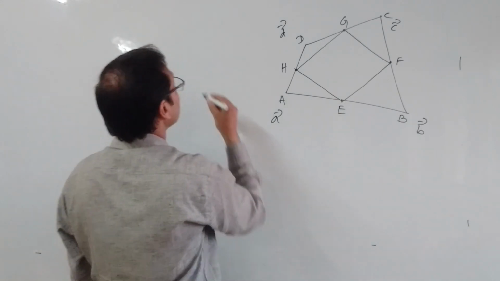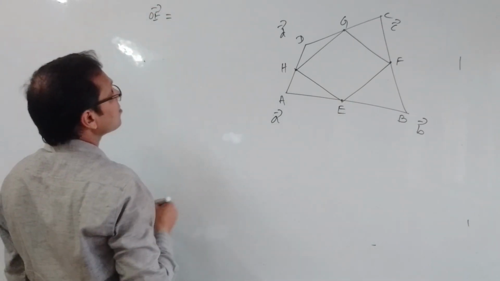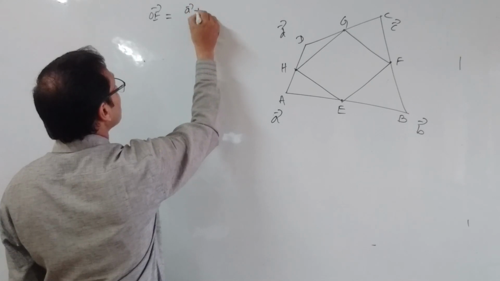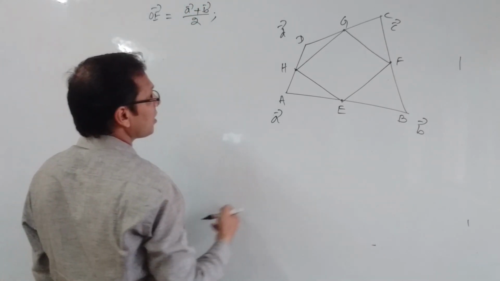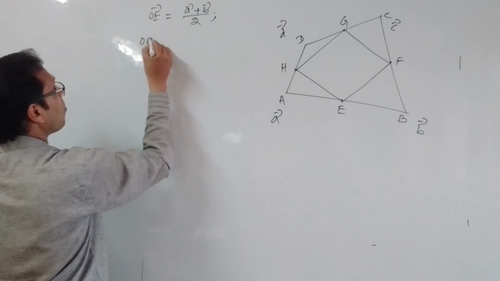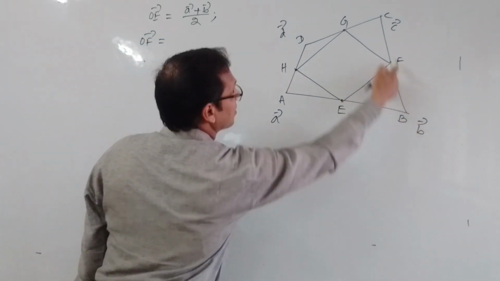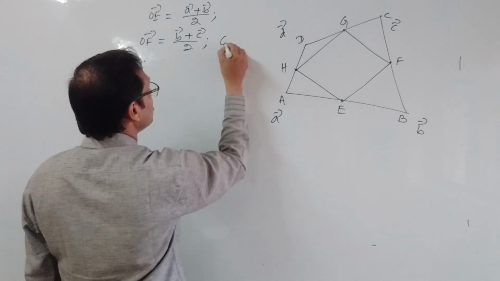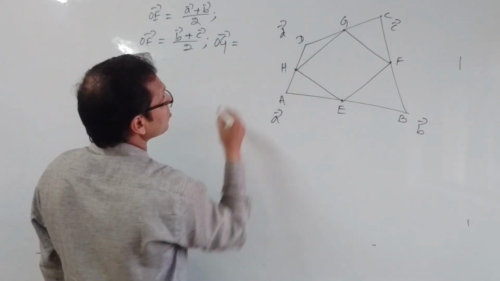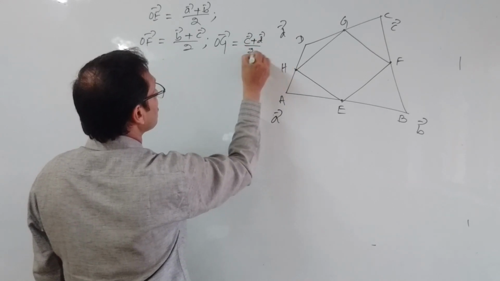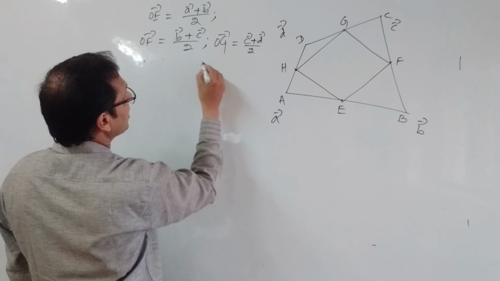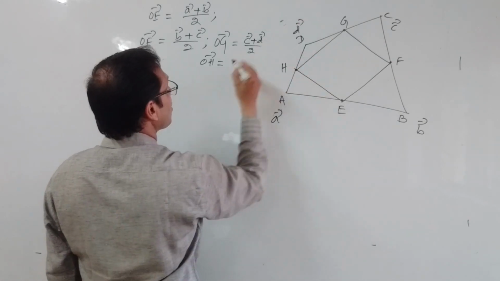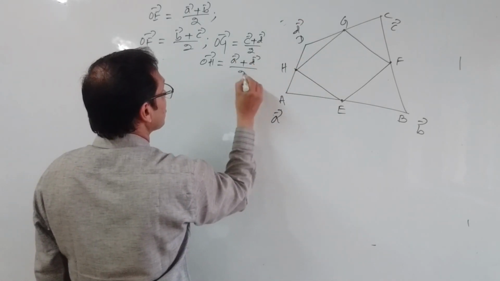Now the position vector of E, that is OE vector, is equal to how much? A vector plus B vector by 2, since this one is the midpoint. Now the position vector of F, OF vector, is B vector plus C vector by 2. The position vector of G, OG vector, is equal to C plus D by 2, and the position vector of H, OH vector, is equal to A plus D vector by 2.